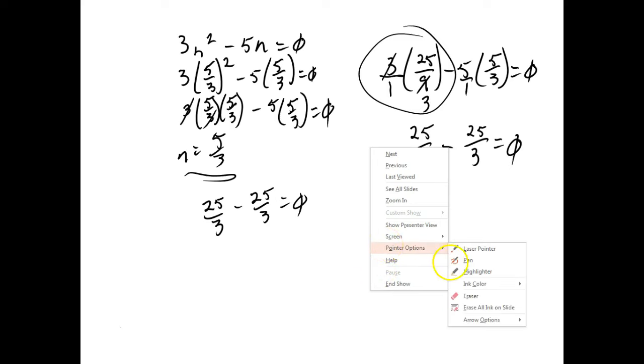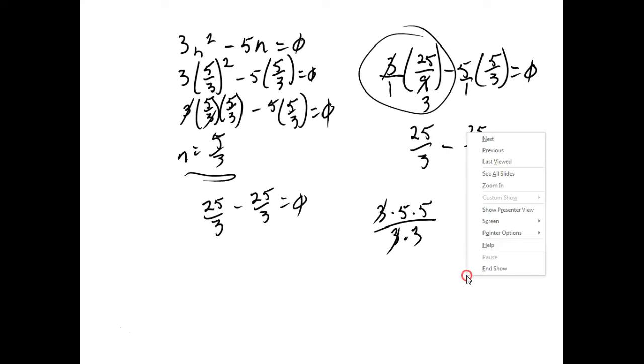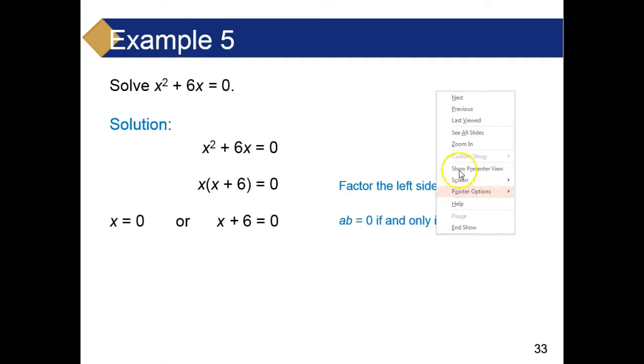Pointer options, erase all ink from the slide. It won't do that. So what I have to do is screen option. This is unbelievable. I have to unwhite the screen and then white the screen again. Isn't that an efficient way to do it? Okay, number 11.